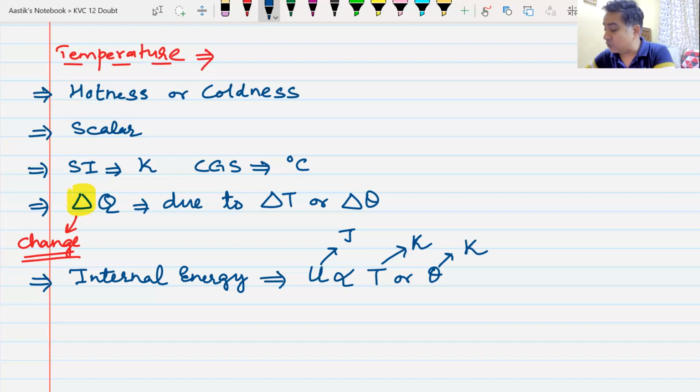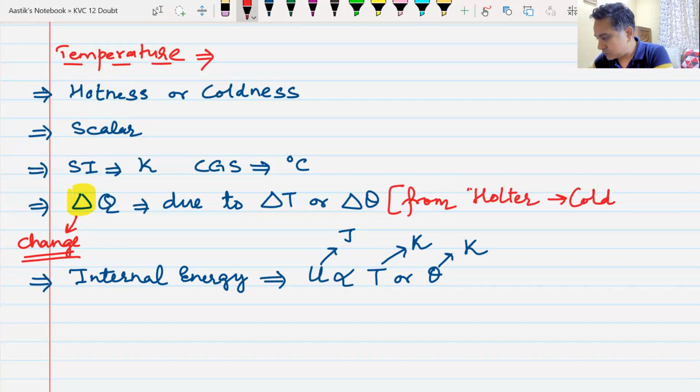And heat always flows from the hotter body to the colder body. Do we understand this? Yes, sir. Heat, temperature, internal energy. Three terms. I hope the three terms are now quite distinct.